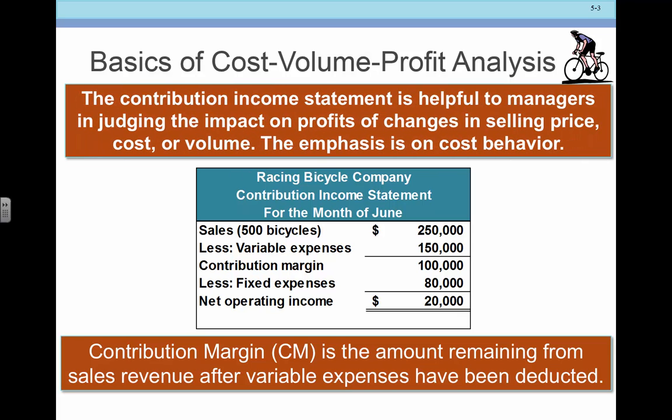What are the basics? We're looking at our contribution margin income statement. Is there anything new here? In this case I'm selling racing bicycles. Minus all my variable expenses gives me my contribution margin, minus my fixed expenses gives me net operating income. Anything new here? What kinds of things go in that variable expenses category? Kinds of expenses.